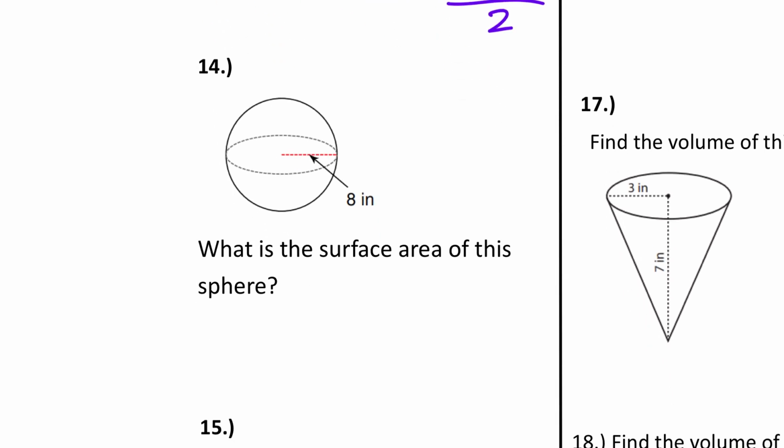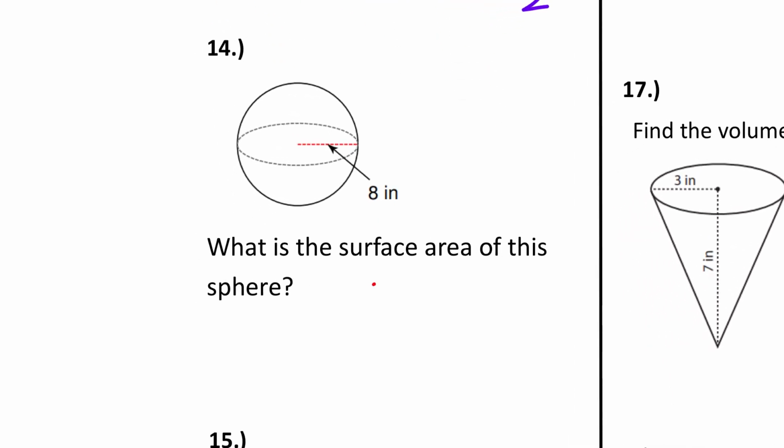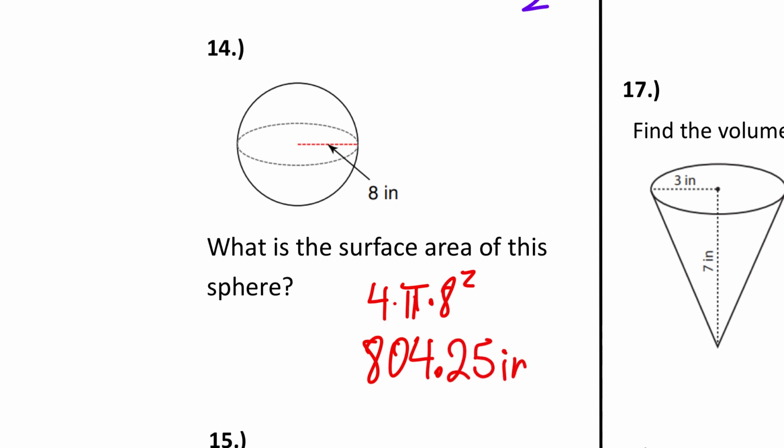Okay, number 14, surface area, which this is easy, 4 pi r squared. Which is 804.25.